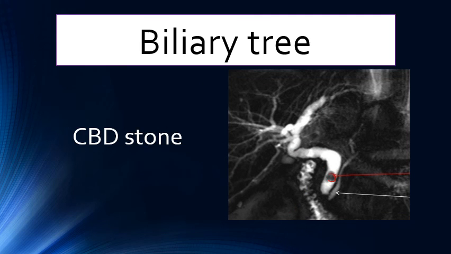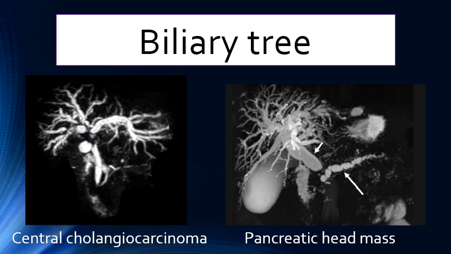We can see here a signal void area. It's a stone within the common bile duct exerting some dilatation above, and dilated intrahepatic biliary radicals. Here is the pancreatic duct within normal appearance. This is a normal appearance. We can see here a stricture centrally in this image. We can see a stricture or abruption of the dilated common bile duct at the level of the common hepatic ducts. This is central cholangiocarcinoma.